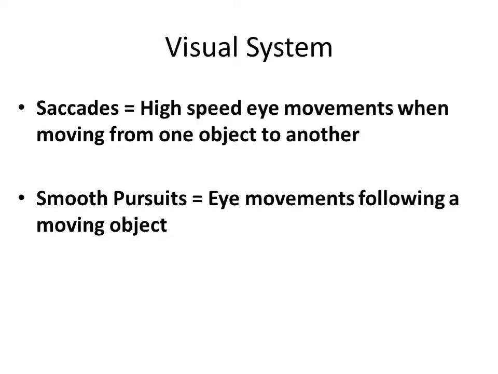Smooth pursuits are eye movements that occur when you're following a moving object. So if you are watching a car go by, as your eyes follow that car, that would be a smooth pursuit. So think of smooth pursuits as you are pursuing a moving object.